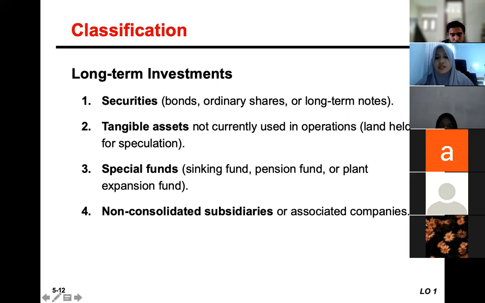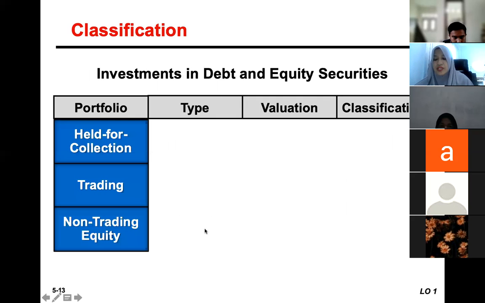And also non-consolidated subsidiaries or associated companies. This is basically when we buy the shares of other companies, but we are not the majority shareholders of that company, so we cannot consolidate. If we are the majority shareholder, we will consolidate or combine the financial statements of the subsidiary and our company. So that non-consolidated subsidiary will be included in the long-term investment. Just stop me whenever you feel confused about something.